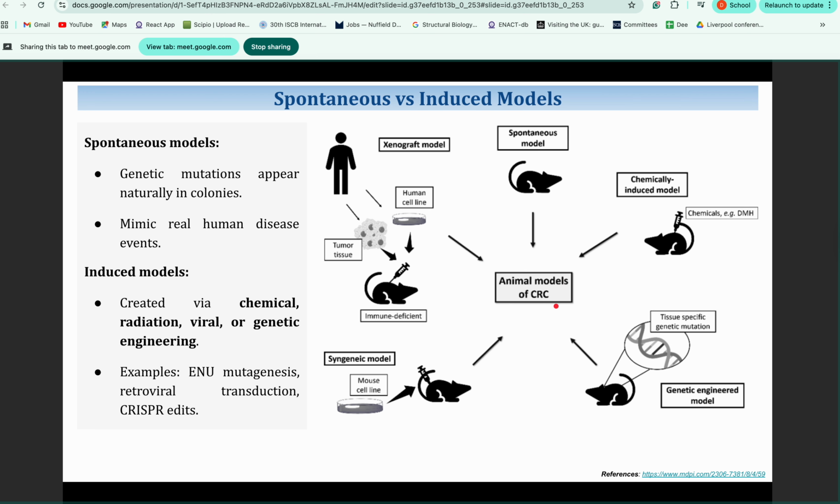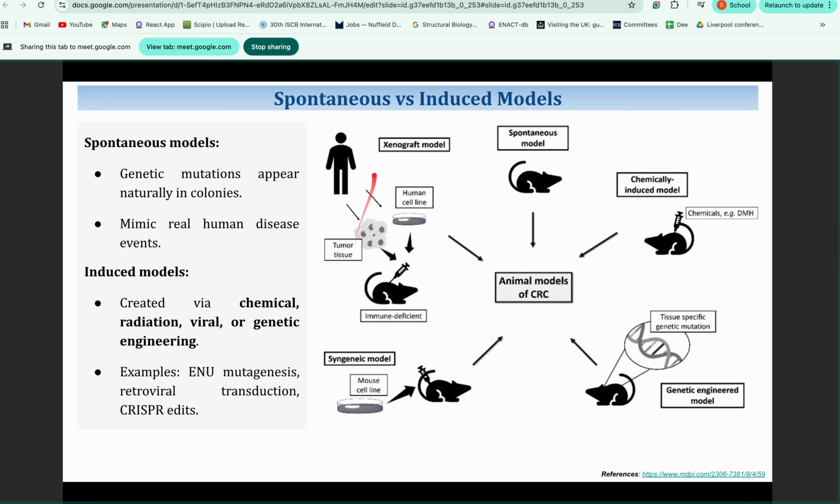Animal models of CRC: chemically induced models, in which we have used DMH to chemically induce the changes. Then this is an example of a genetically engineered model in which tissue-specific genetic mutations have been performed. This genetic engineering is done by CRISPR, TALEN or zinc finger nucleases. So all those genetic engineering methods have been used. It could also be syngeneic models, in which mouse cell lines are inserted into the mouse, so cell lines of the same organism are used.